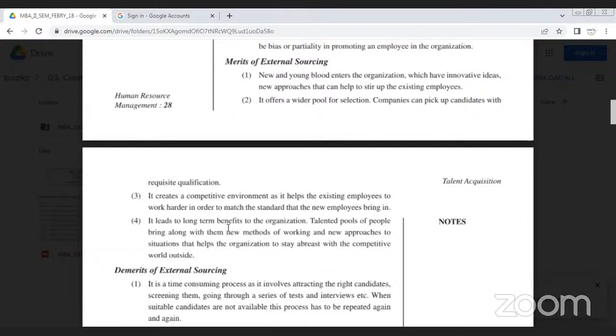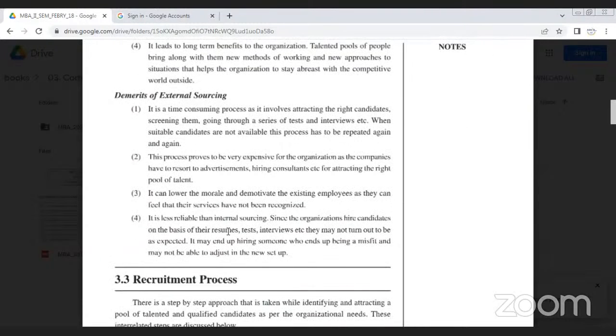It leads to long-term benefits to the organization's talent pool, with people bringing along with them new methods of working or new approaches to situations that help the organization to stay abreast with the competitive world outside. Demerits of external sourcing.